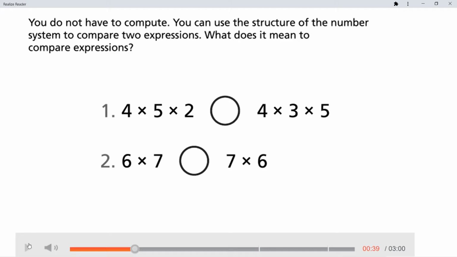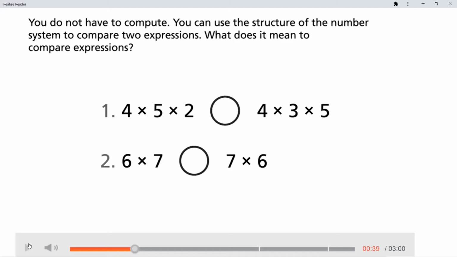So for number one, both sides have a 4 in it. Both sides have a 5 in it, but one side has a 2 and the other side has a 3. Now, because the 4 and the 5 are the same in both, I'm going to ignore them. I'm going to look just at that 2 and that 3. I know 3 is greater than 2, so 4 times 5 times 2 is going to be less than 4 times 3 times 5.